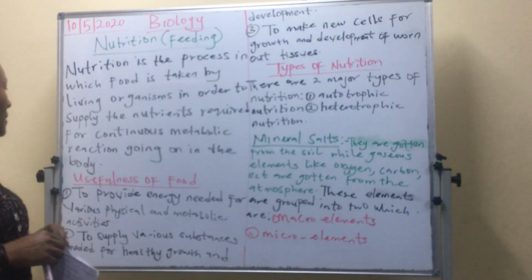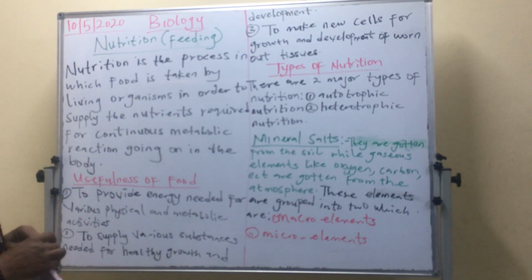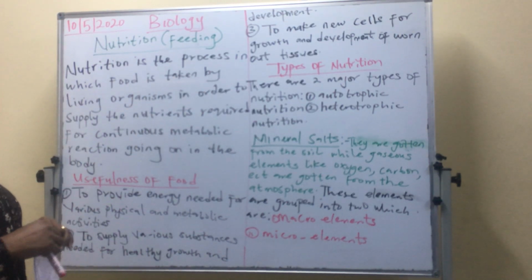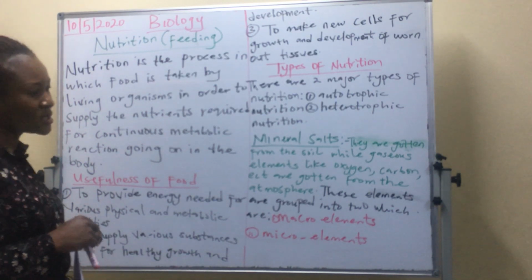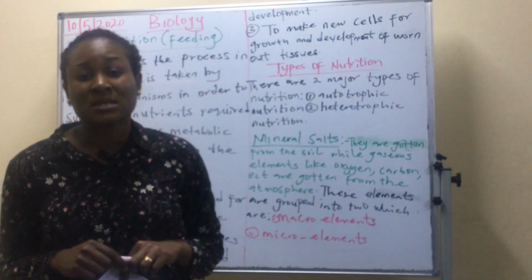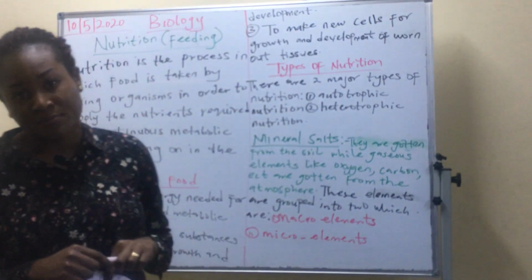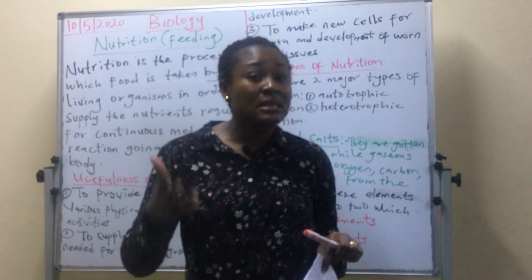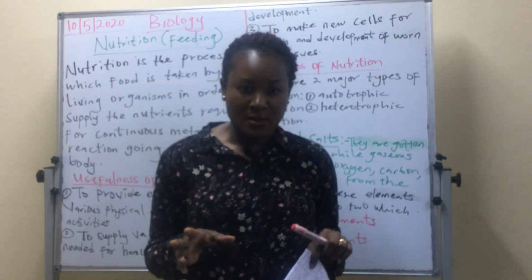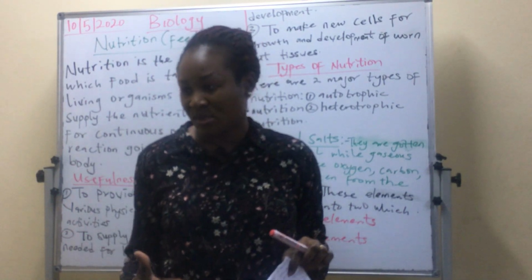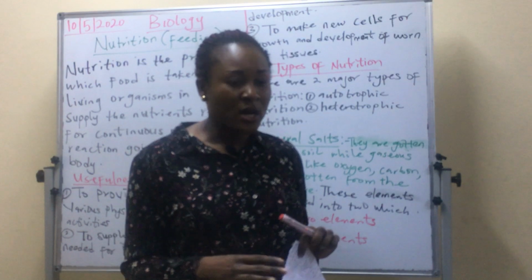Now I talked about metabolic activity when we were defining nutrition, which is the process in which food is taken by the living organism in order to supply nutrients for continuous metabolic activity. You will wonder, what is metabolic activity? The word metabolic is gotten from the word metabolism. And metabolism are chemical processes that take place in living organisms.